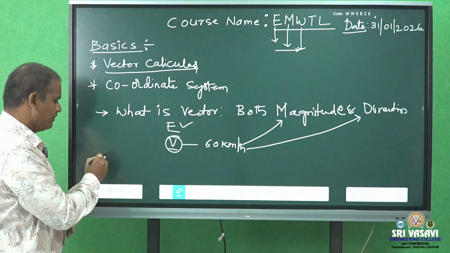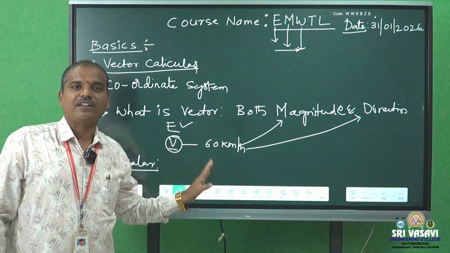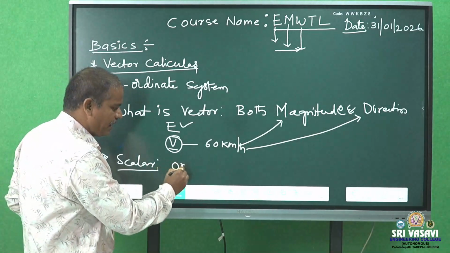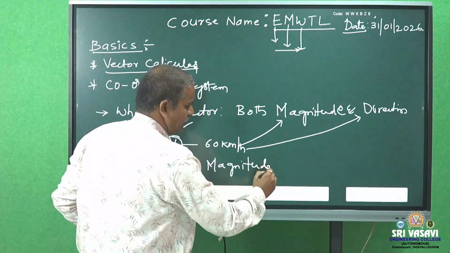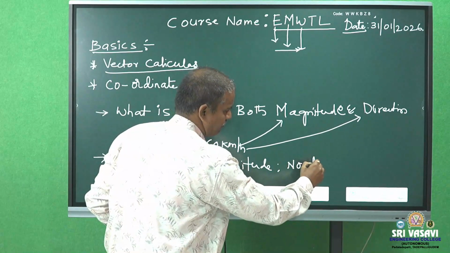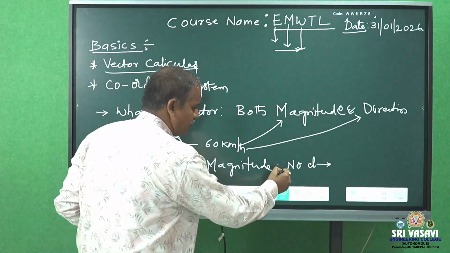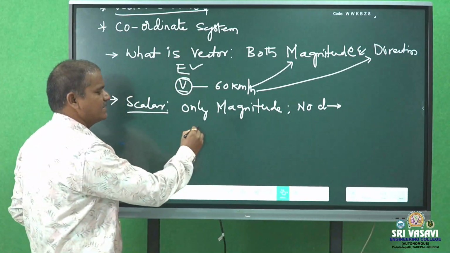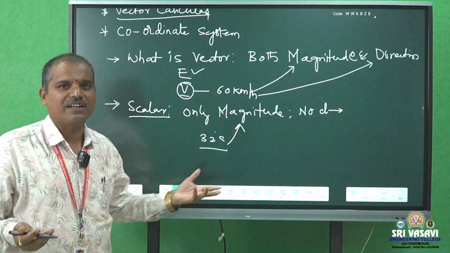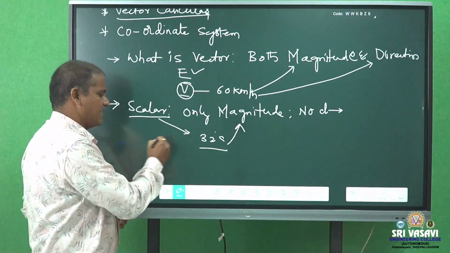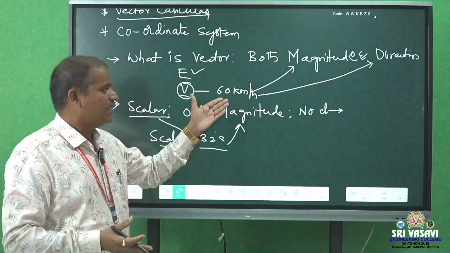The second point, scalar. A scalar is something which has only magnitude, no direction. For example, temperature, which we know is measured in centigrade. For example, 32 degrees centigrade. This is the magnitude, but there is no direction for temperature. So temperature comes under scalar quantity. Like that, we can take a group of examples and describe vectors as well as scalars.